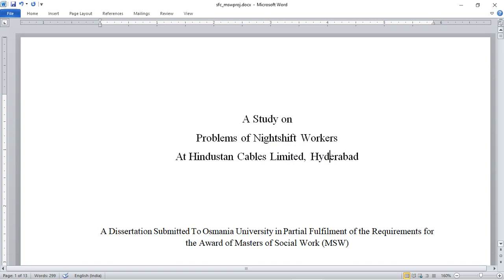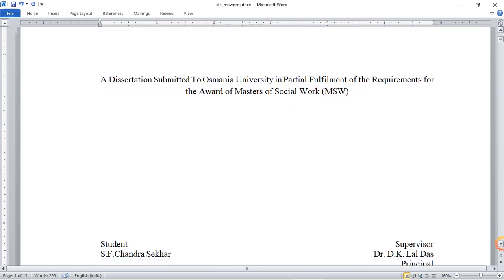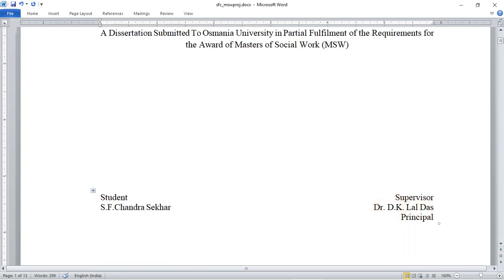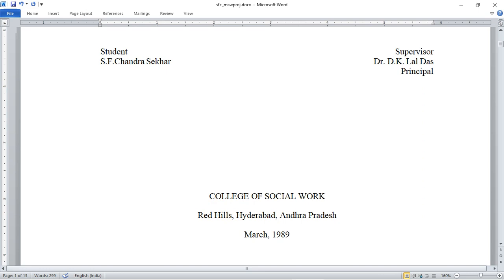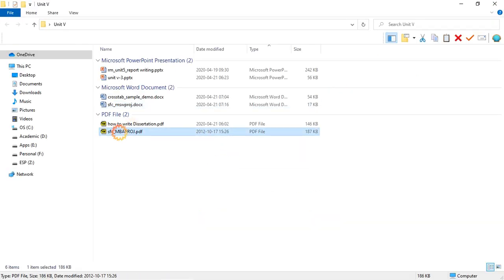So this was submitted to Osmania University under the supervision of my guide, Dr. D.K. Laldas. He was the principal at that time. And that's the name of the college, called College of Social Work, Red Hills, Hyderabad. Now this college is not there in this region. It is dislocated from this region and now it is in Gachibowli. So this report I have missed. I am not finding it because it's eaten away by the termites, but I have preserved my MBA project report.